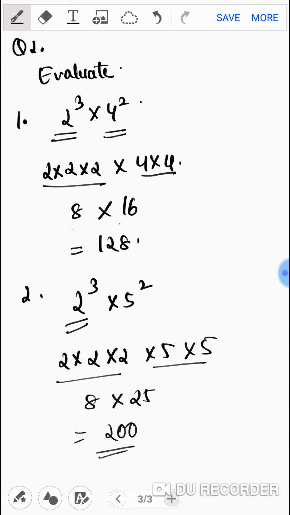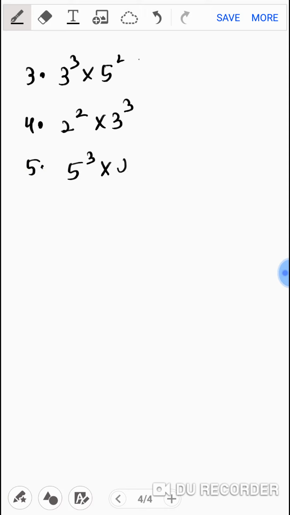Similarly, my dear kids, you have to do problem number 3, 3 raised to 3, 5 raised to 2. Problem number 4, 2 raised to 2, 3 raised to 3. Problem number 5, 5 raised to 3, 2 raised to 4. Problem number 6, 3 raised to 2, 4 raised to 2.